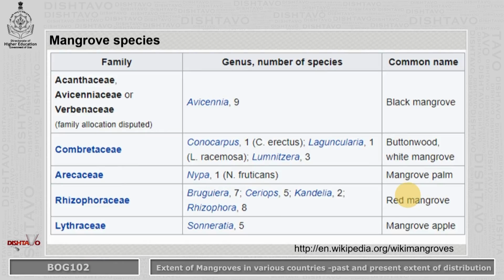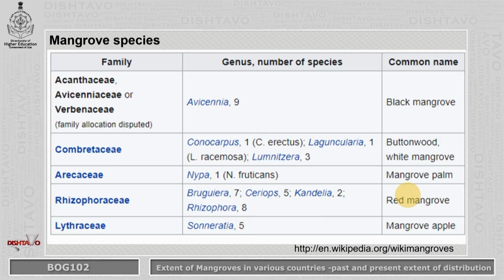Now coming to mangrove species. Mangroves are of two types. We have true mangroves and mangrove associates. True mangroves are those which can tolerate mangrove conditions and require them for their growth, whereas mangrove associates are those which can grow without mangrove conditions.